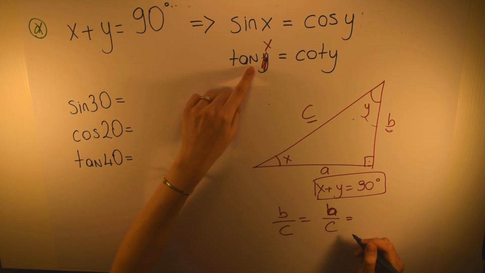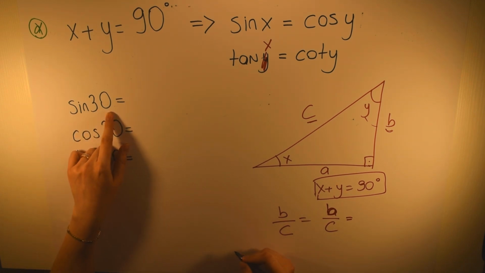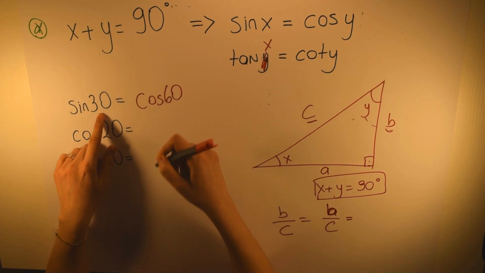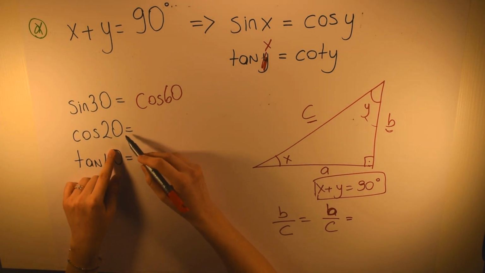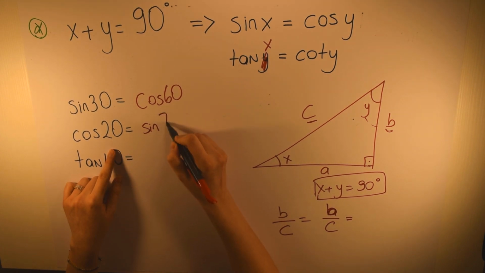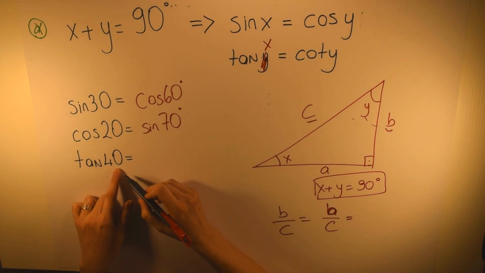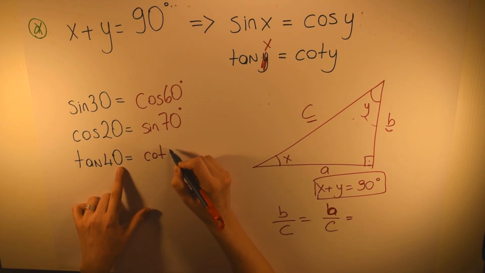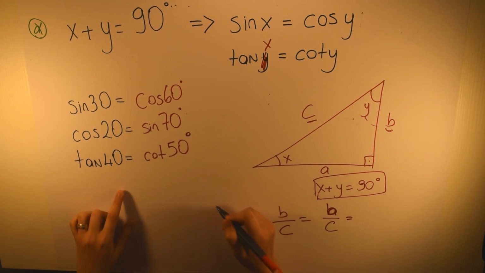It's also the same for tangent and cotangent. So let's look at these values. Here we have sine 30 degrees, which will be equal to cosine 60 degrees, since they are the complement of each other. Here we have cosine 20, which is equal to sine of 90 minus 20, which is sine 70 degrees. Tangent 40 degrees is equal to cotangent of 90 minus 40, which is cotangent 50 degrees.